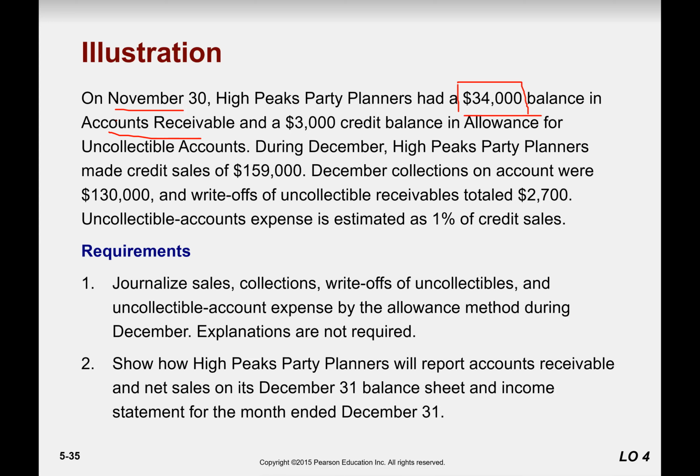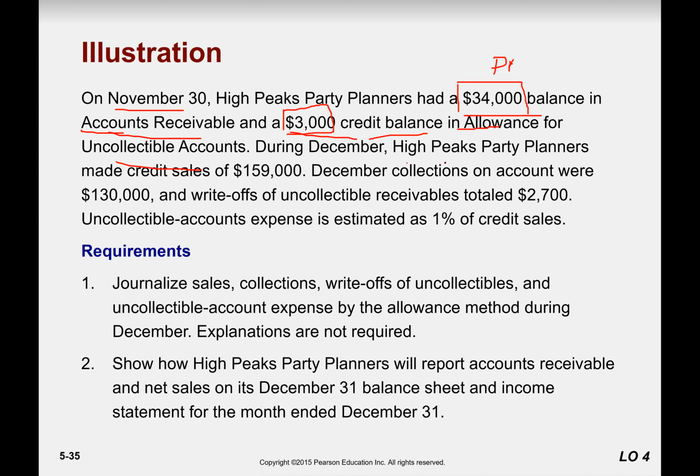Guys, is this a debit balance or a credit balance? Participate. Debit. Well done, because the normal balance for assets is debit. And there is a 3,000 credit balance in the allowance for uncollectible accounts. So we already have a credit balance of 3,000 in the allowance for uncollectible, or reserve for bad debts.